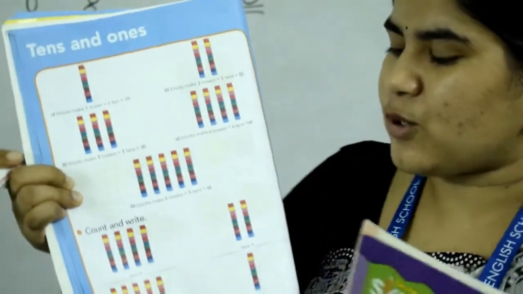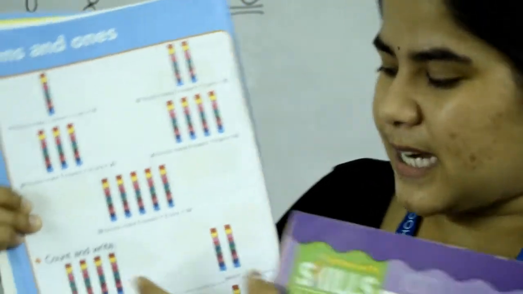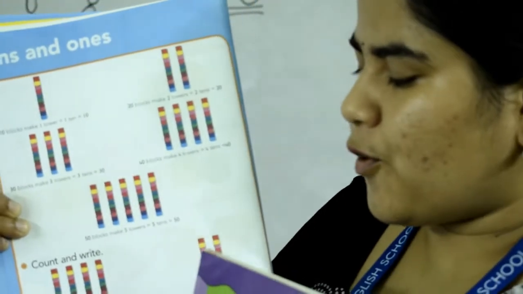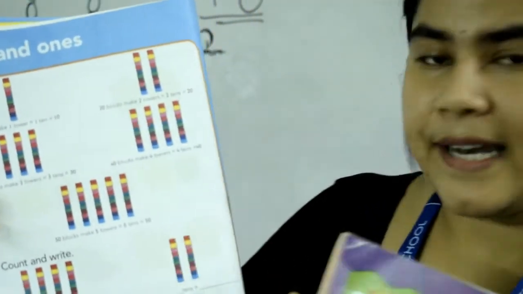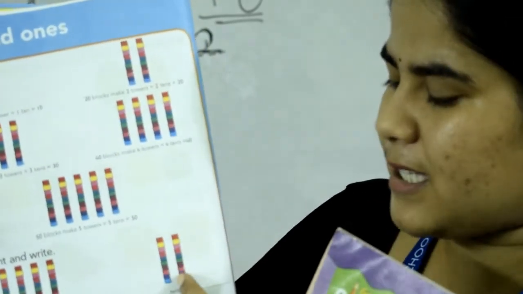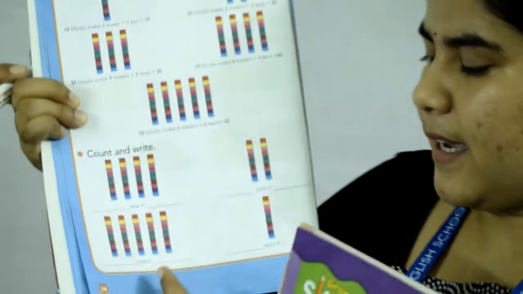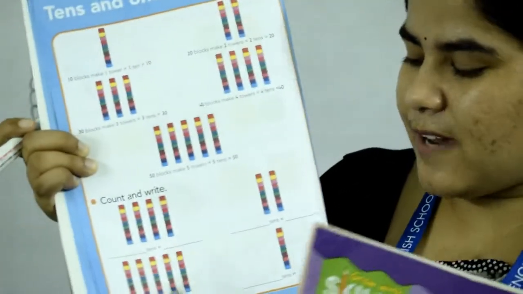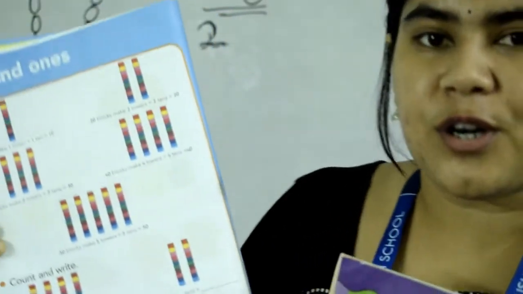Now here you have to count and write. Again these towers contain 10 blocks. How many towers are there? 1 2 3 4. 4 tens equals 40. Again there are 2 towers of 10 blocks. That means 1 2 towers, 2 tens equals 20. Here 1 2 3 4 5 tens equals 50. Again 1 ten equals 10.